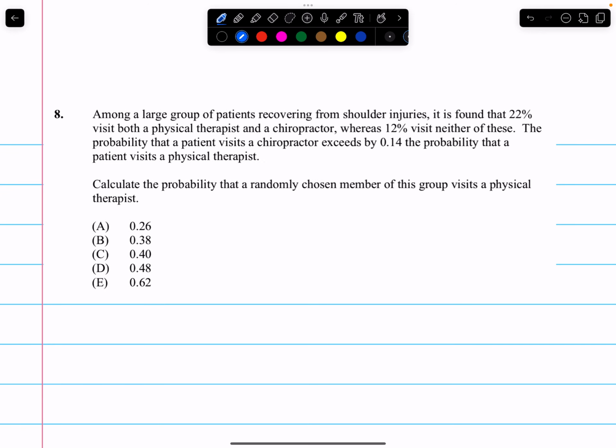Okay, let's look at this next problem. SOA P exam, old question.